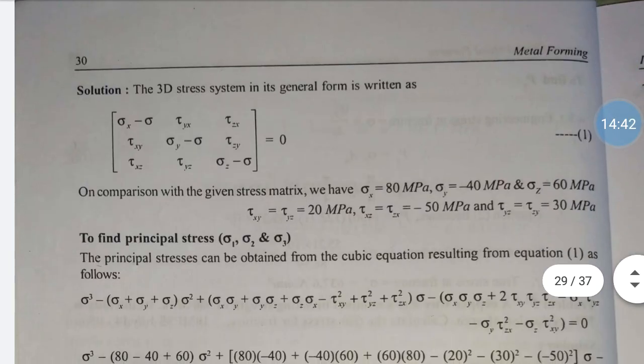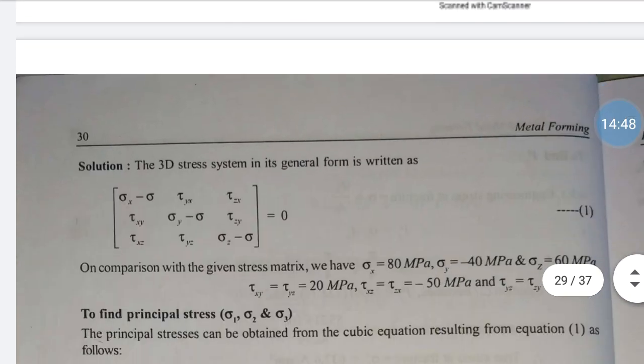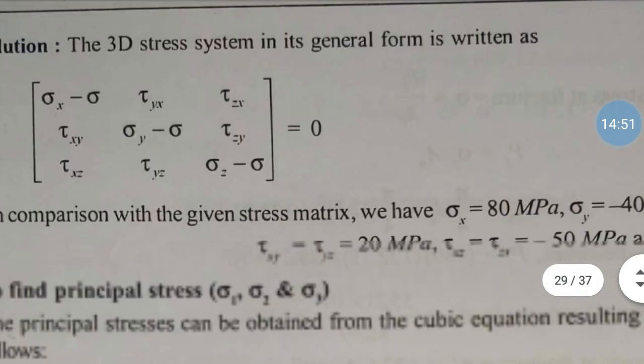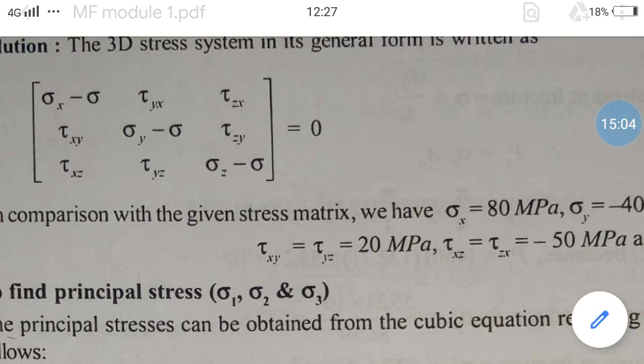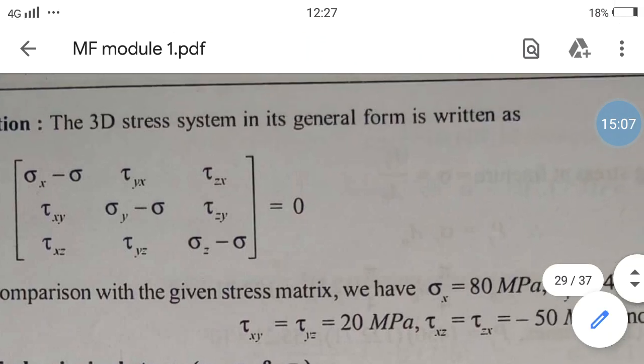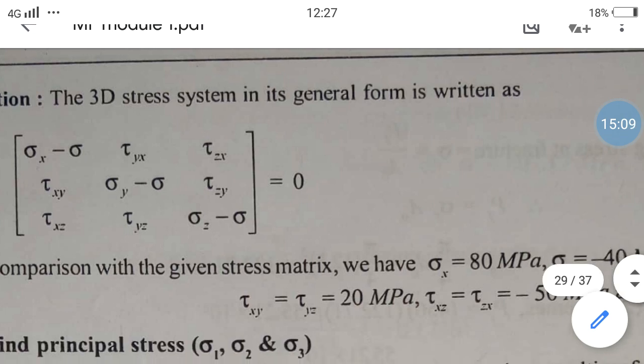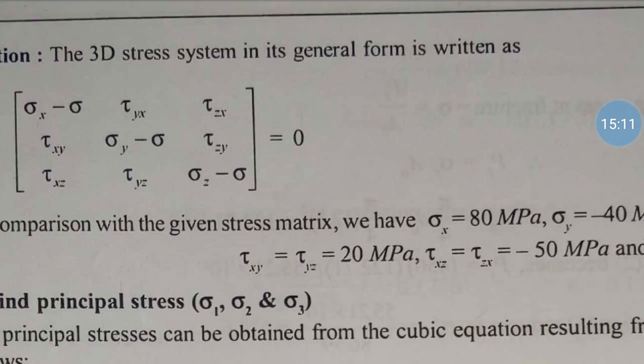For principal stress, you need to convert that into this form. This is the formula for that: stress x minus stress, tau of yx, tau of zx, tau of xy, stress y. That means stress in the x direction means strain will take place in the other two directions. Same thing: stress in the y direction means strain will take place in the other two directions, xy and zy. And stress in the z direction means strain will take place in the other two directions.